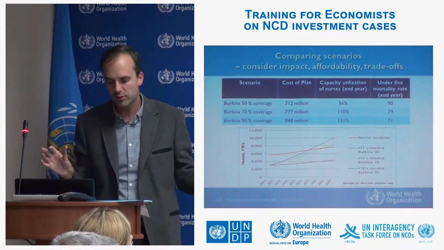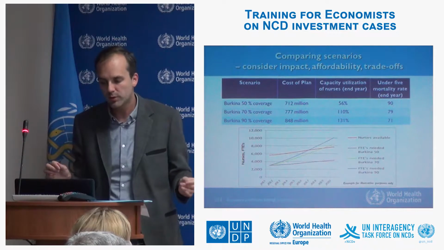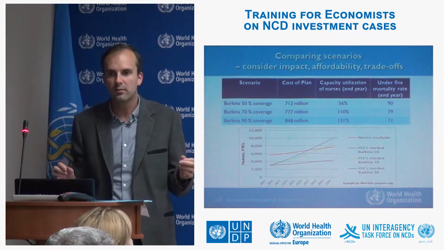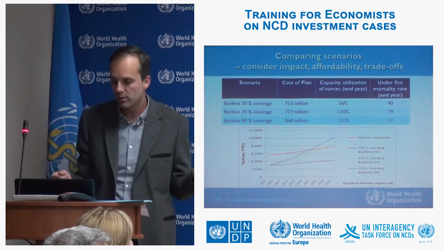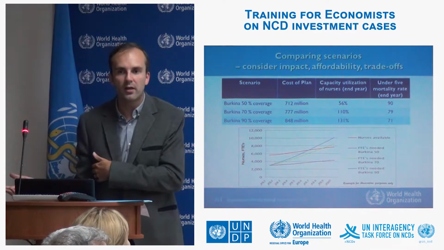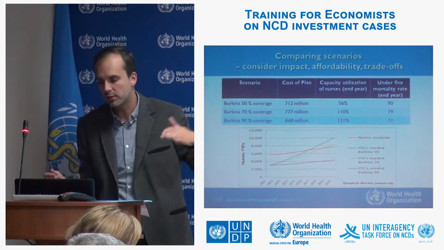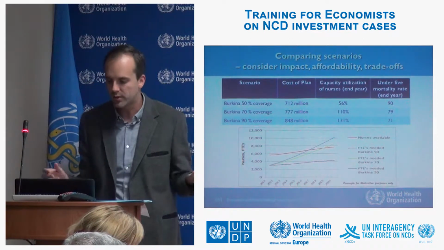This is how much it's going to cost. You can see it costs a lot more to be more ambitious. You can see that the health workers you have are only really going to cover you in the first scenario, but that the effect you're going to have is substantial if you were to be able to get the middle or the last scenario, because the mortality rate drops.